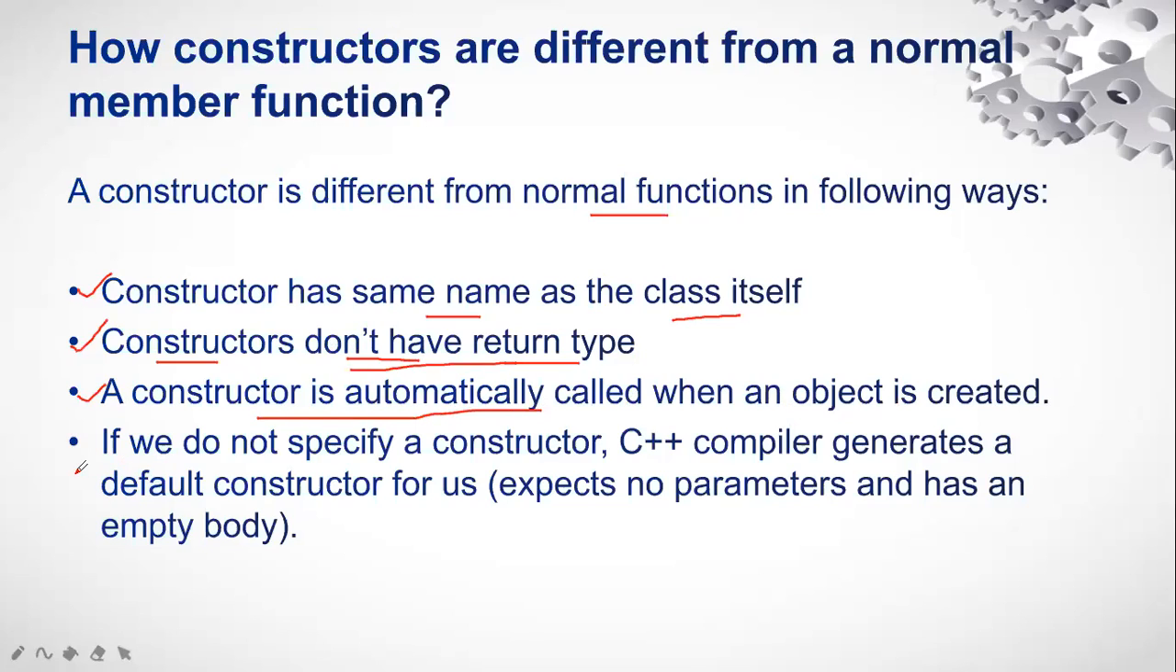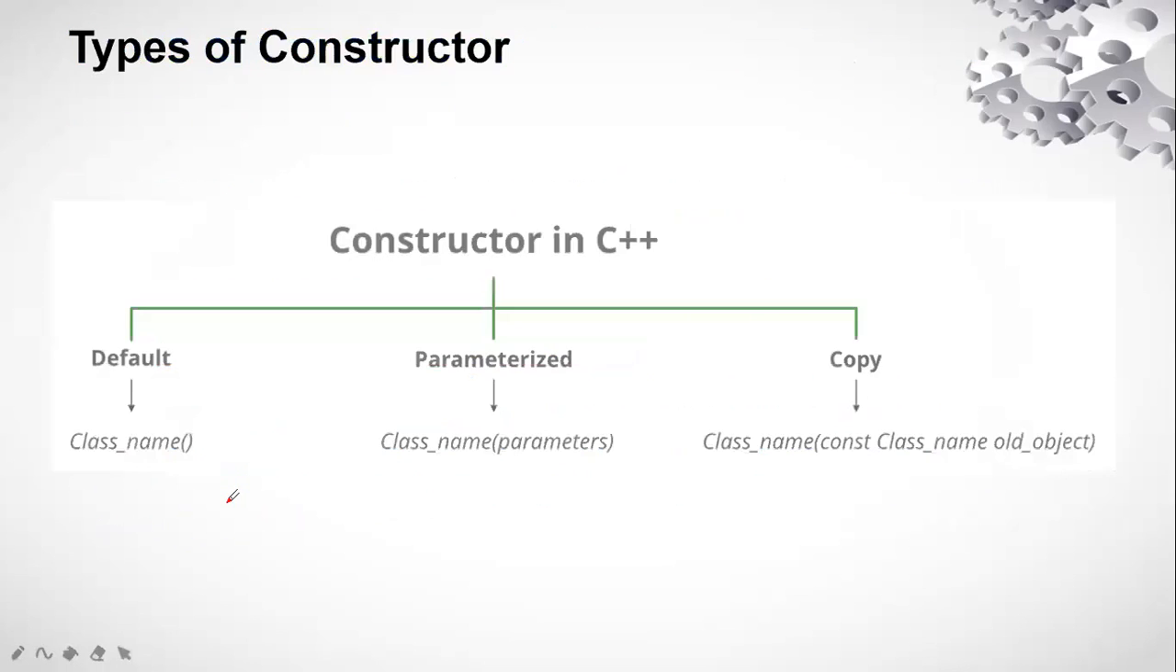Next, if we do not specify a constructor, the C++ compiler generates a default constructor for us, right? We will see in further slides what default constructors are. So whenever in a program we have not defined a constructor, the compiler will automatically generate a default constructor for us. Now let's see the types of constructors.